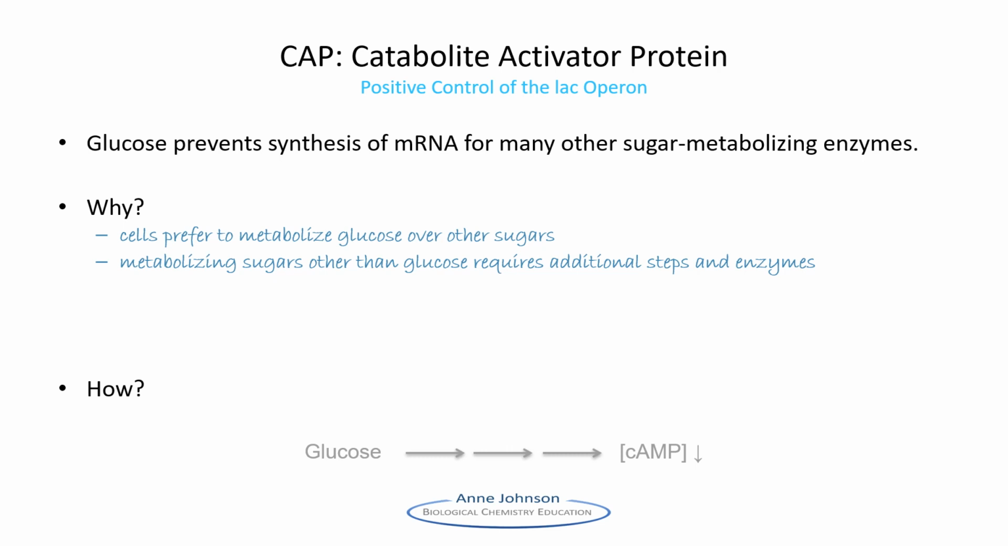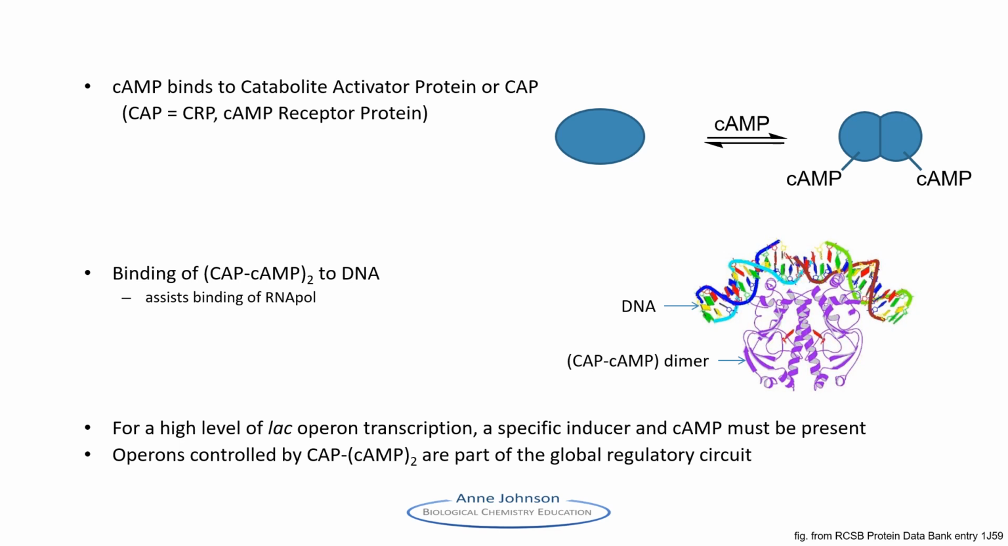Glucose mediates this downregulation of the other pathways by decreasing the cyclic AMP levels in the cell. We'll see why this is important in a moment. The flip side of this is that if glucose levels are low, the cyclic AMP levels increase and initiate transcription. So, what is the role of cyclic AMP?